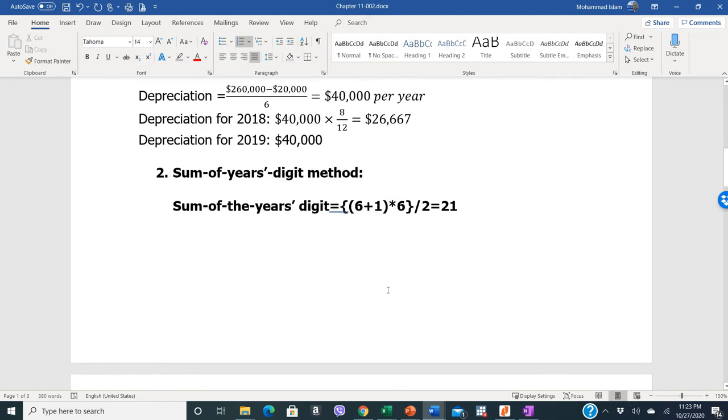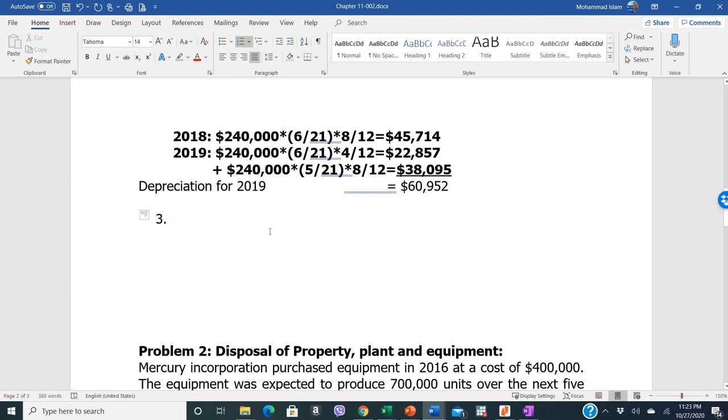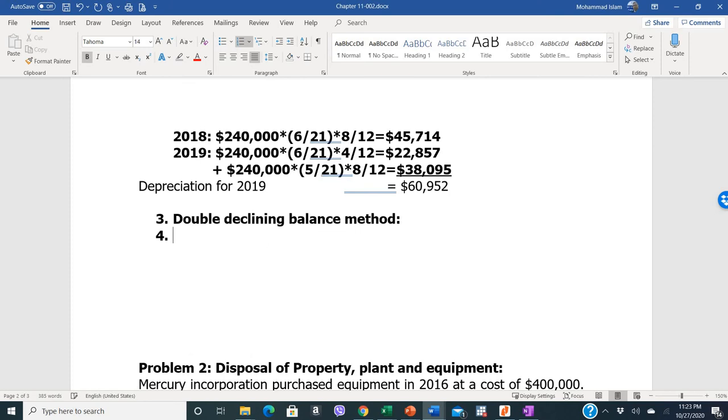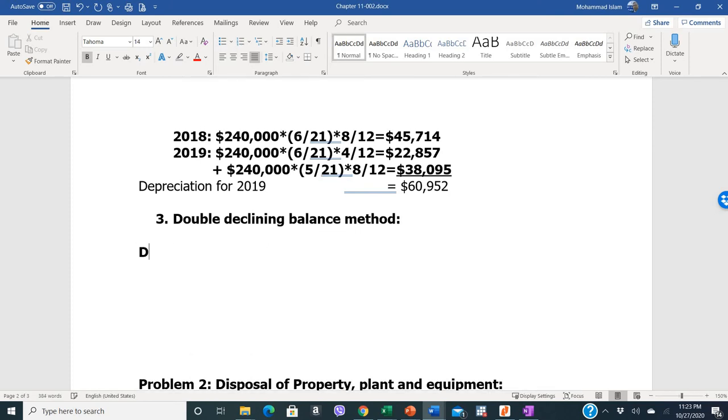Okay, and now come to the third one, the double declining balance method. Let's see how we do that. For the double declining balance method, we need to calculate the depreciation rate first.